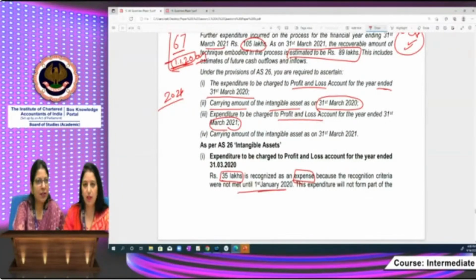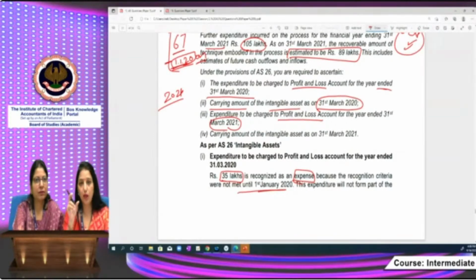It is a simple concept, and you should know what the recoverable value is, and we cannot retain in our books the carrying value of any intangible more than the recoverable amount. So whatever difference is there, we have to reduce, and that difference we have to charge as an expense to the statement of profit and loss in the same year itself.